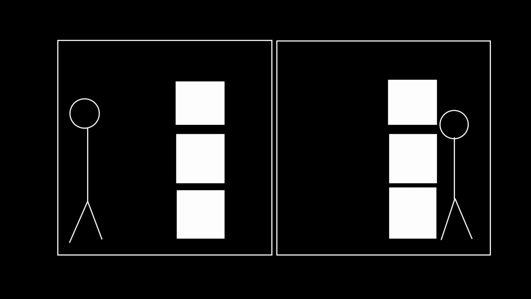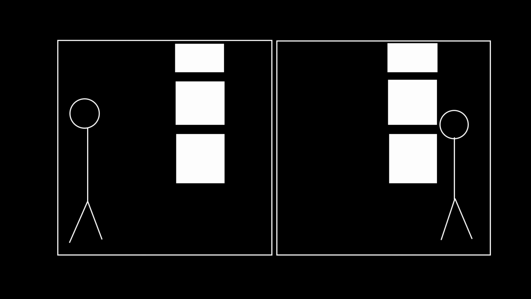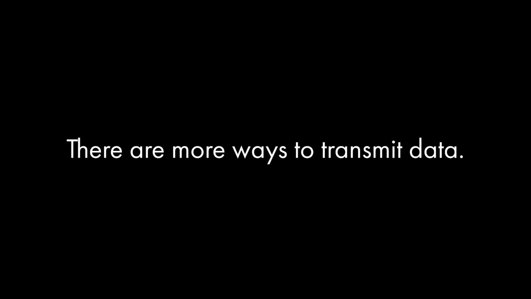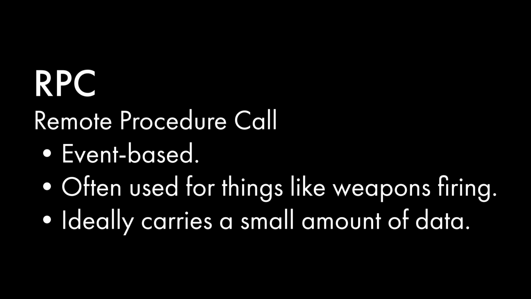Final notes, RPCs and properties. What we've been referring to as syncing data is actually more aptly described as a stream of changes. There are other types of data transmission, and that's what we'll quickly touch on here. An RPC, or remote procedure call, is a way of calling a function on another client's device.